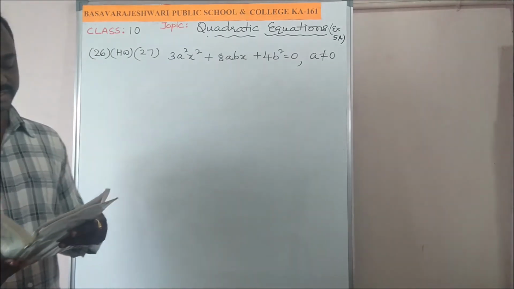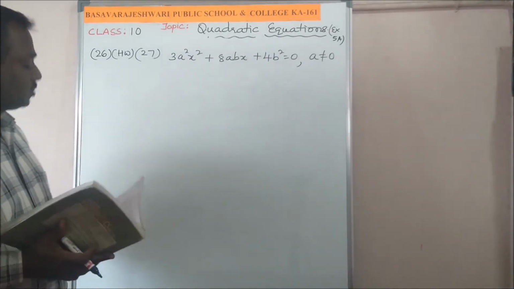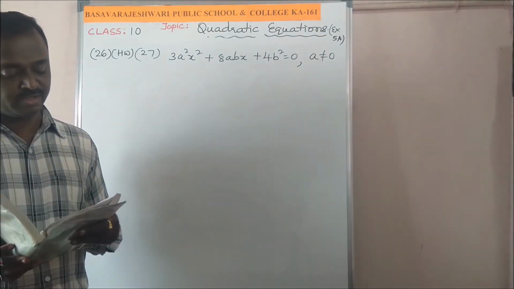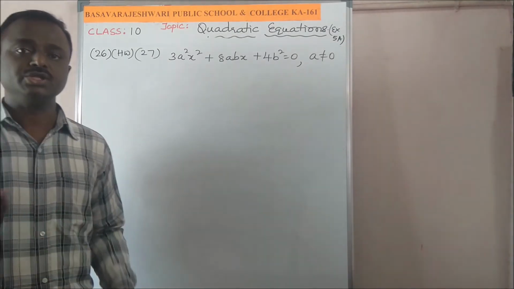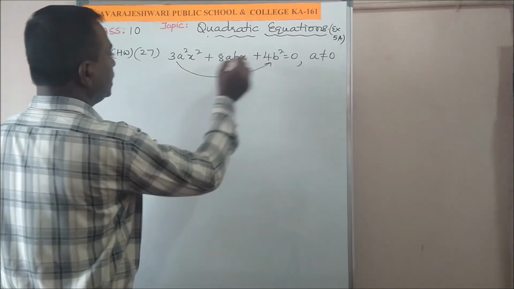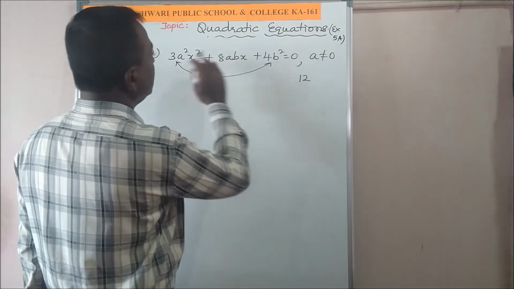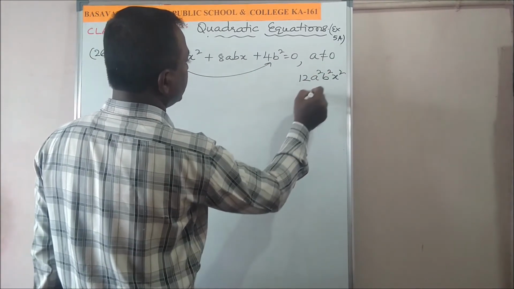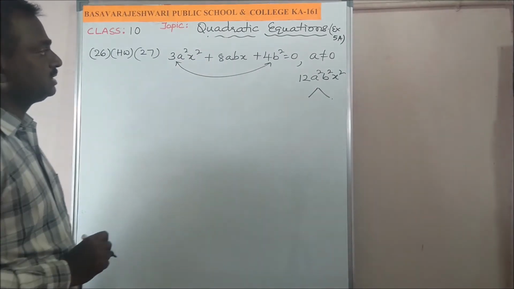So question number 26, it says, not 26, 26 is over, 27. 3a square x square plus 8abx plus 4b square is equal to 0, where a is not equal to 0. So same procedure. First and last term we have to multiply. First and last term, 4 3s are 12, a square, b square, x square. So split into two parts.